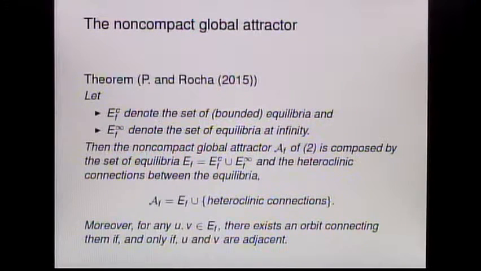And we moreover have the following. If U and V are equilibrium points of our equation, then there exists an orbit connecting these equilibrium points if and only if they are adjacent. So the global attractor is decomposed in this form, and the existence of a heteroclinic connection between these two equilibrium points holds if and only if U and V are adjacent equilibria. I'm not going to go through all the details of the proof. I've just tried to tell you what the main ingredients we used to prove this theorem were.